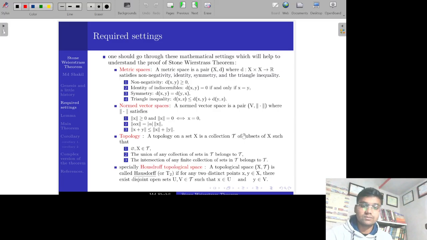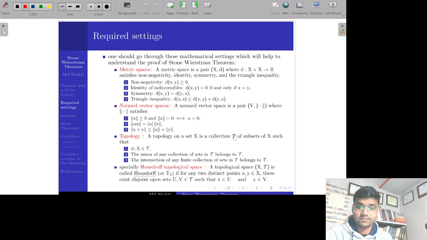So another setting is topology. Topology is a new concept, which comes almost in postgraduate courses. Topology is also a simple thing. You take a set X, and a topology is a specific collection of subsets of X. It is denoted by tau.